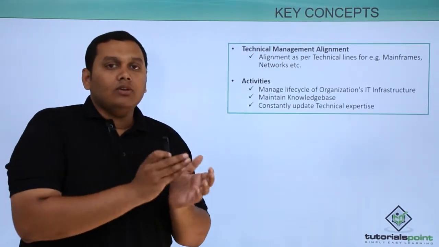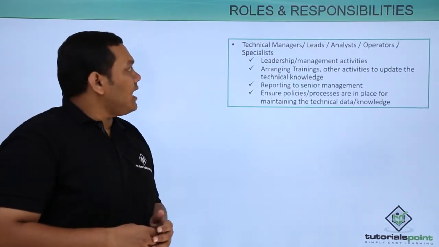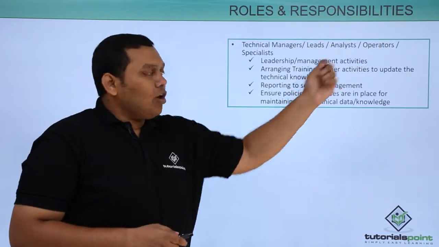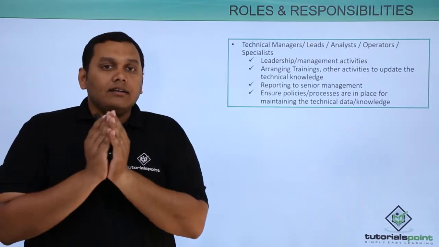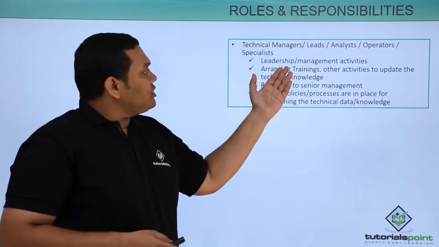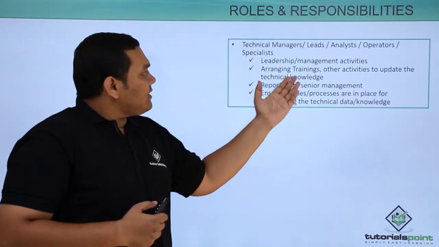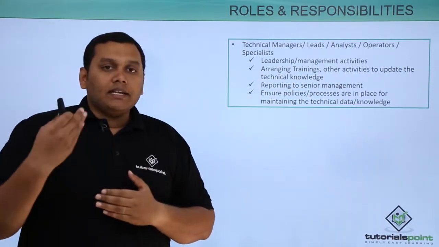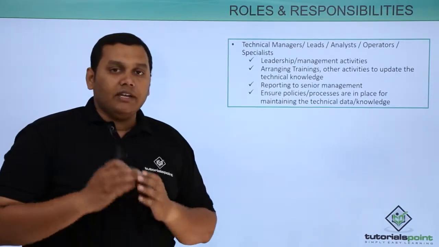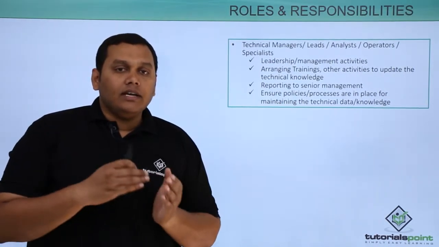So what are the key roles and responsibilities in technical management? The key roles are technical managers, technical leads, technical analysts and technical operators. What are their main responsibilities? The responsibilities are leadership, management and managing the activities under them, arranging trainings and other activities to update the technical knowledge, reporting to senior management, ensuring policies and processes are in place, and maintaining the technical database or technical knowledge database.